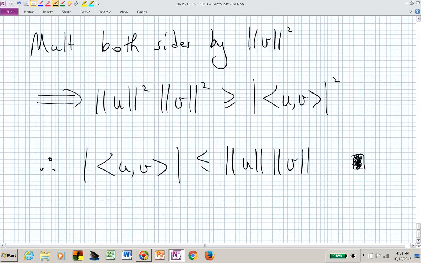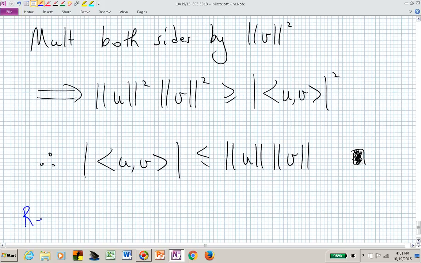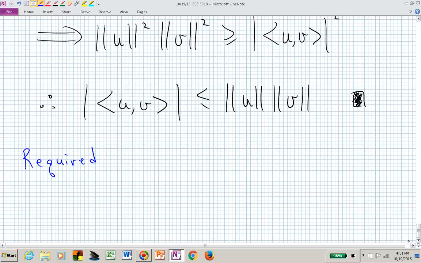And what did we have to impose on our inner product? Or what kind of an inner product did we state? Or did we? We never did, did we? So this proof, or this result, didn't require us to define an inner product. This required no definition of the inner product.